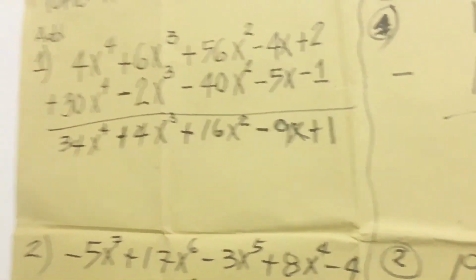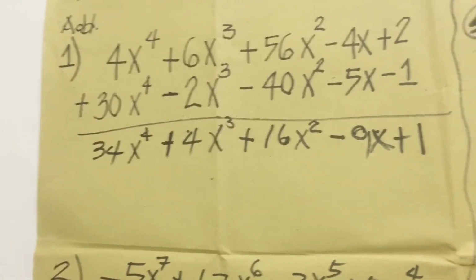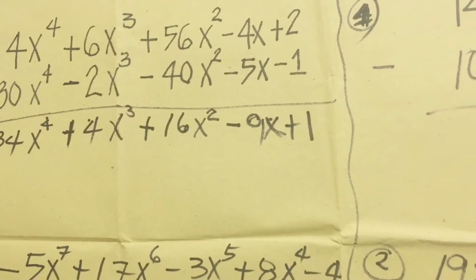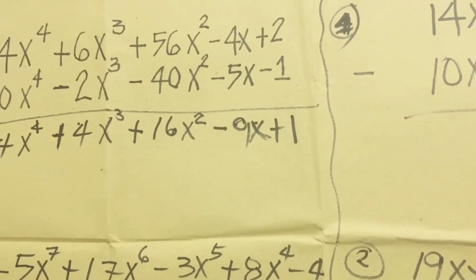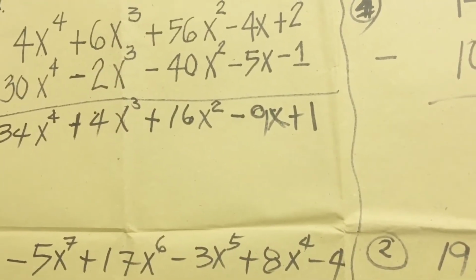O yan yung final answer natin. 34x raised to the 4th power plus 4x to the 3rd power plus 16x squared minus 9x plus 1. Okay, another example.